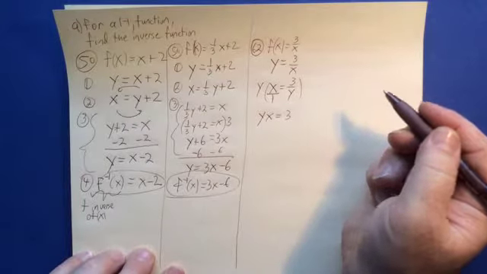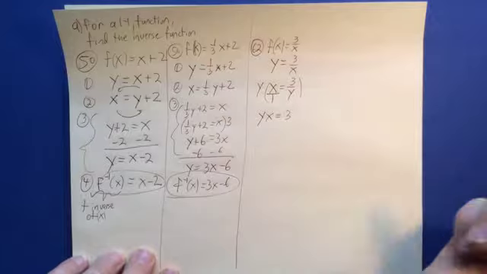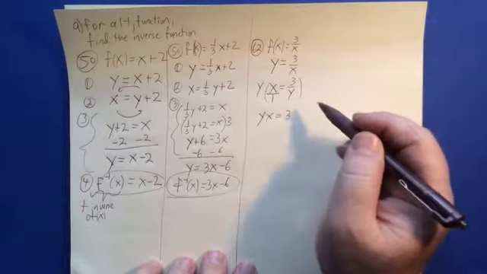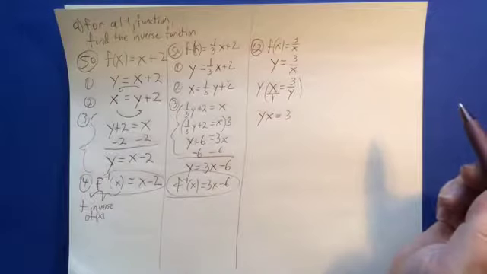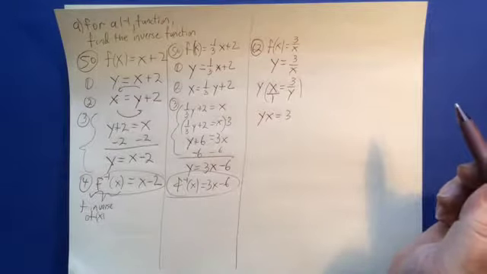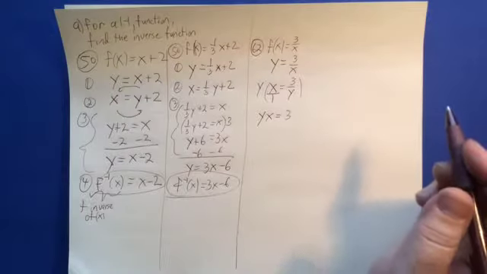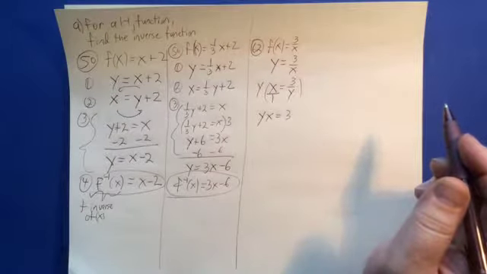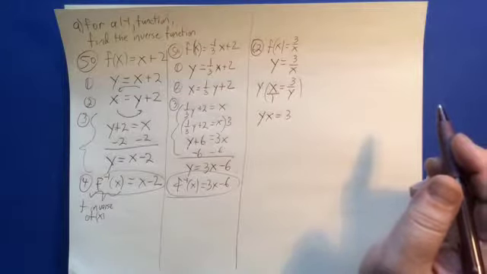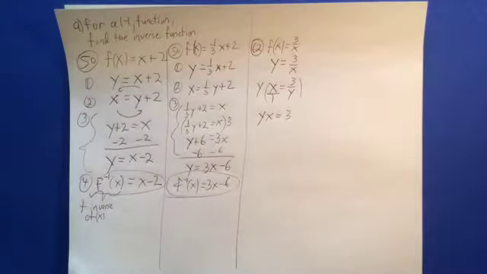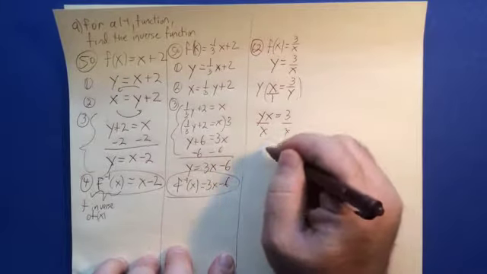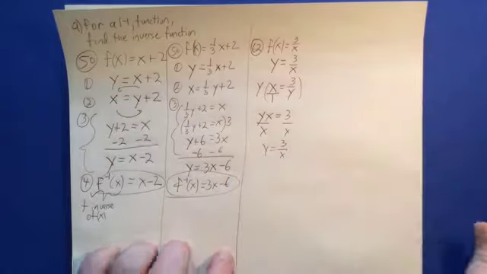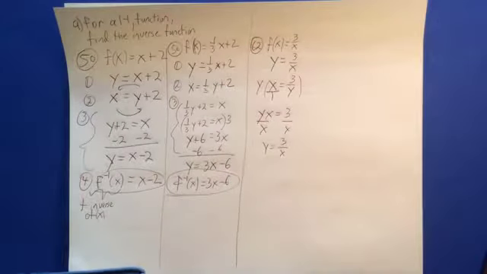And now, once I do that, if I divide both sides by x, I get y equals 3 over x. So I think we might have a situation here where this does not have an inverse. So let's go ahead and put this in.